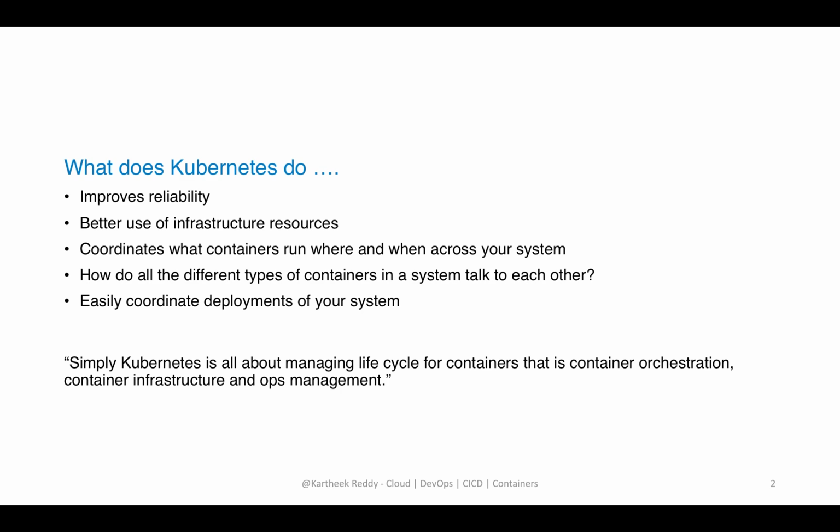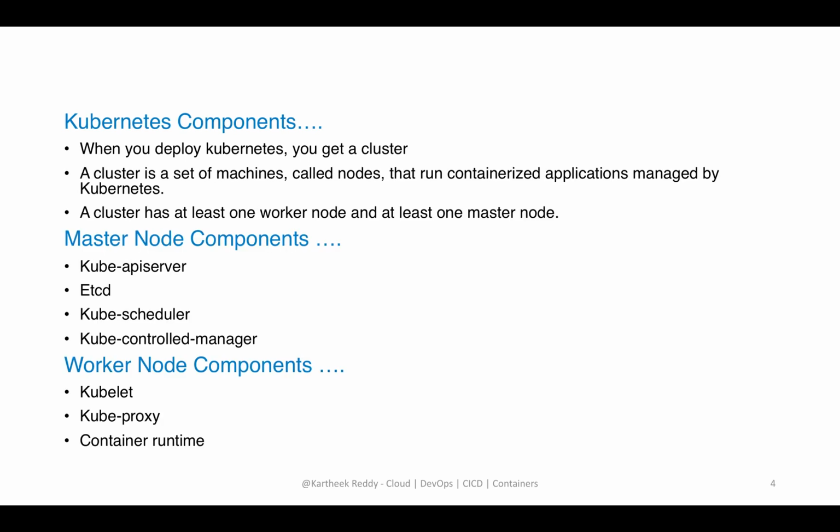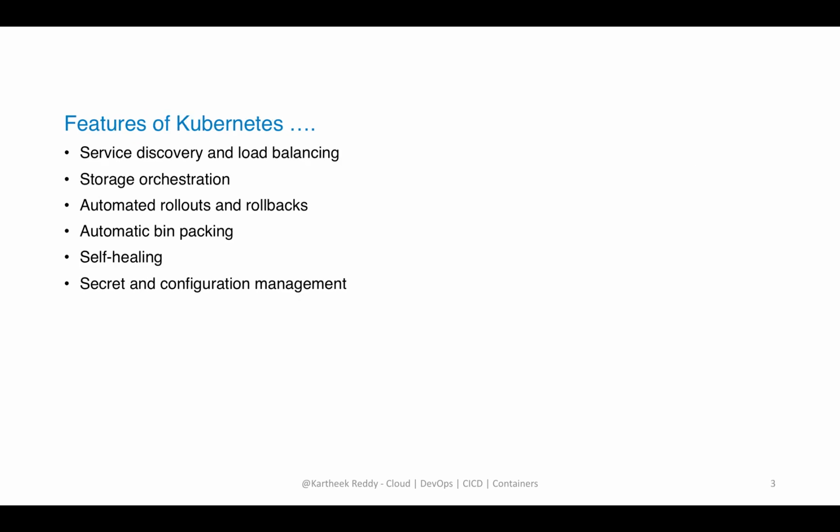Well, so now let's understand the features or benefits of using Kubernetes. There are different types of features that Kubernetes provides. They are service discovery and load balancing, storage orchestration, automated rollouts and rollbacks, automatic bin packing, self-healing, and secret and configuration management. So what are they? Let's look at them one by one.